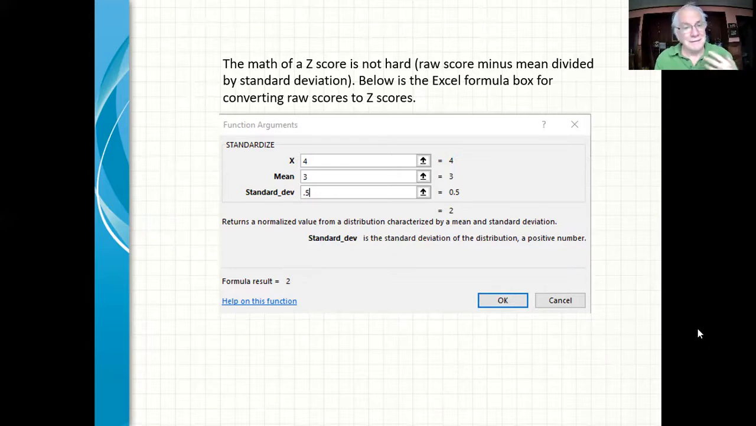Now again, this is fairly straightforward. But if I'm giving you a mean of 7.358 with a standard deviation of 0.6653, the STANDARDIZE function becomes much more useful in that case. You could probably do the math. It's not terribly hard math, but doing this makes sure that you don't make any arithmetic mistakes. That's the big value of the STANDARDIZE function within Excel.